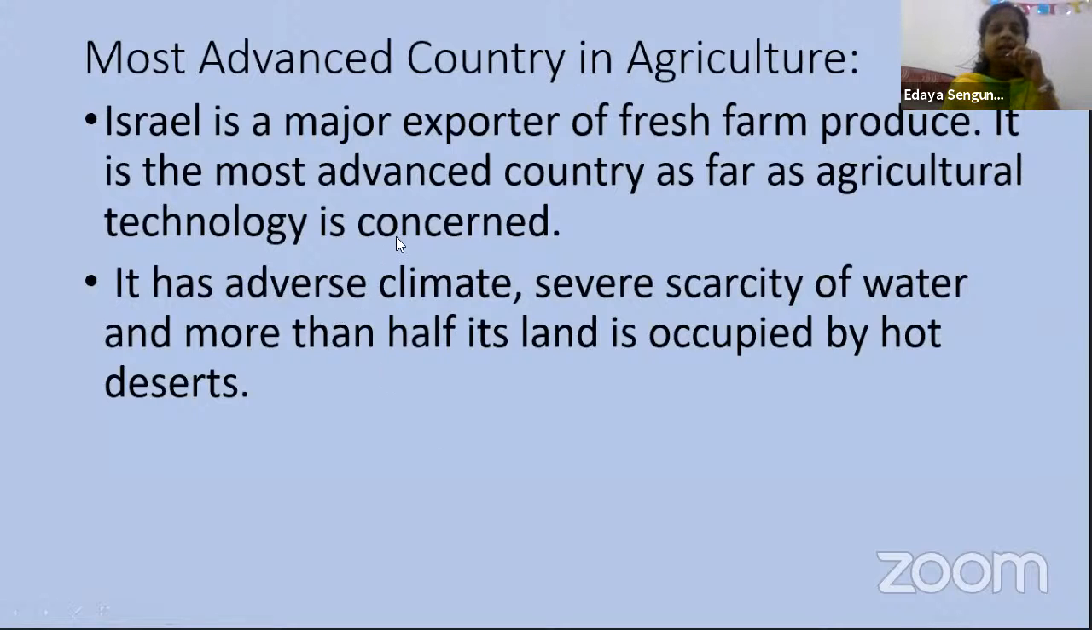We can't say that it is advanced due to its favorable climate condition and excessive water being available there. It is really the opposite. They don't have any favorable climate in their country and even there is a scarcity of water. And more than half of its land is occupied by hot desert. Desert is not a good land for agriculture. Even then, due to using modern techniques and technology, Israel is known as the most advanced country in agriculture.